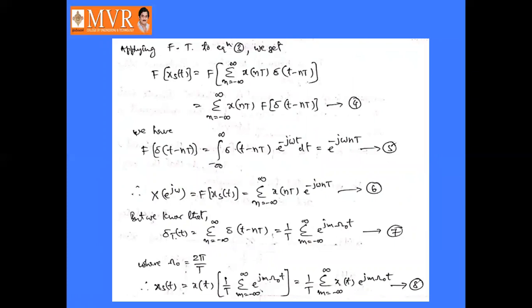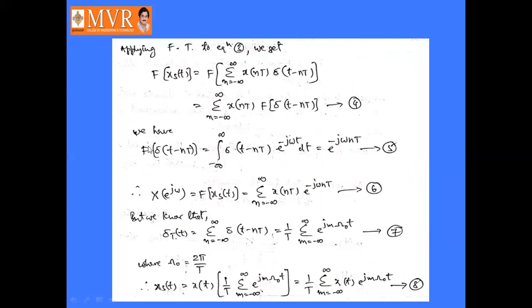For equation number 3, applying the Fourier transform, we get the Fourier transform of x s of t equal to the Fourier transform of sigma n equal to minus infinity to infinity x of nT into delta of t minus nT. This becomes sigma n equal to minus infinity to infinity x of nT into the Fourier transform of delta of t minus nT. We consider that as equation number 4. But the Fourier transform of delta of t minus nT is equal to the integral from minus infinity to infinity of delta of t minus nT into e power minus j omega t dt.